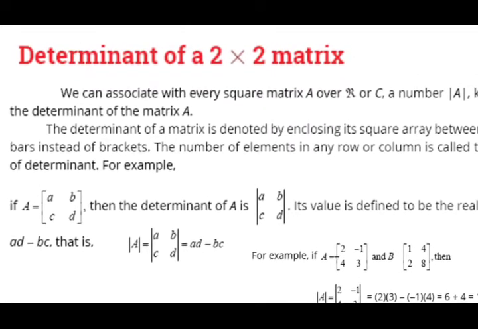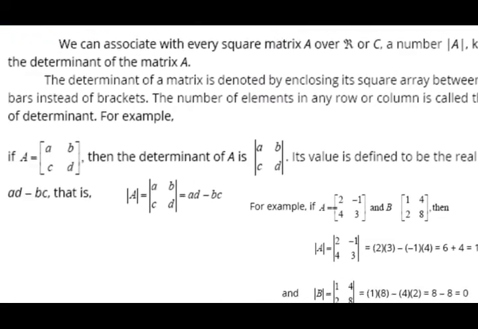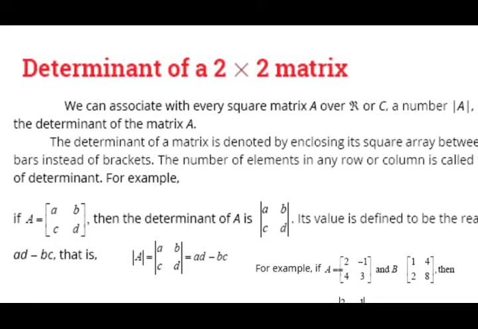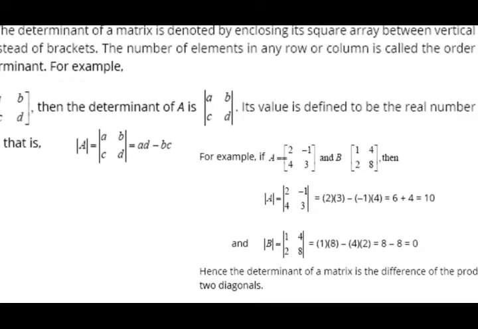For example, we have our matrix A, then its determinant we write with straight vertical lines. Its value is a real number. We multiply the diagonal elements, A multiplied by D and B multiplied by C, and between them is minus. First we multiply the principal diagonal and then the secondary diagonal. Here are two examples, we find the determinant.